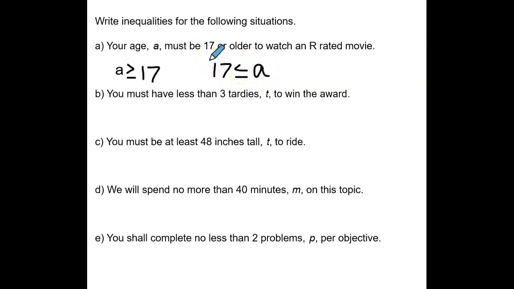Okay. You must have less than 3 tardies to class to win the award. Less than 3. Okay? So you can have 2, you could have 1, but you cannot have 3. So T would have to be less than 3, no equal sign. I suppose you could say, well, 3 has to be more than the number of tardies you get. Weird, but also correct.